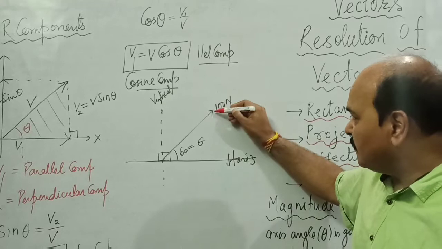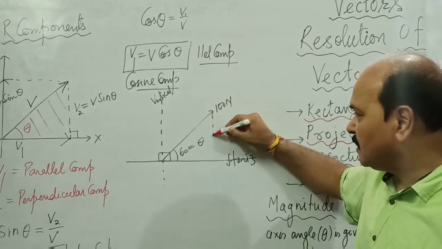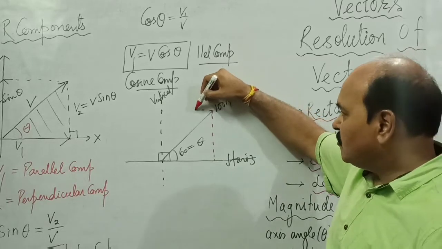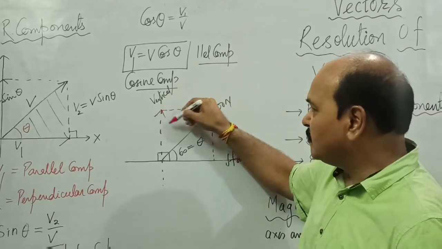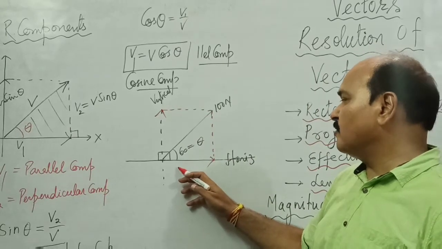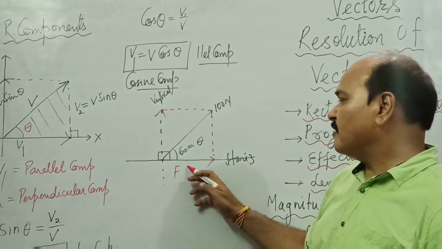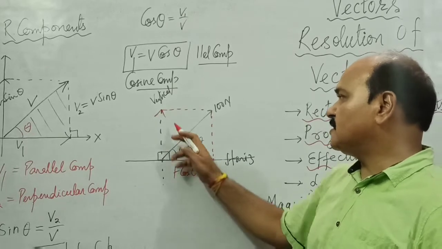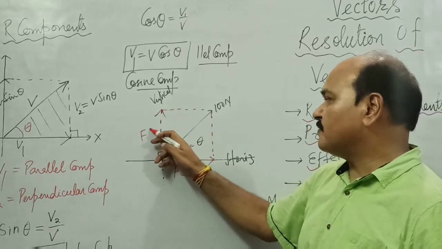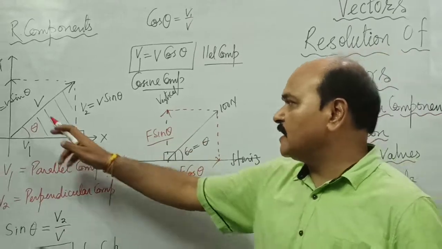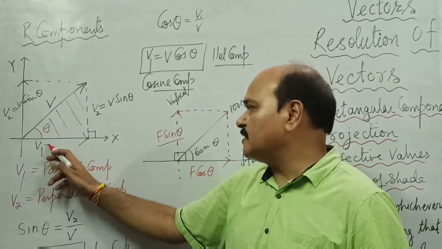The two components of the vectors are going to be, we drop normal here, we get shade number 1. We drop normal from here over this axis, we get shade number 2. So this shade of the vector is going to be what? F cos theta, and this shade is going to be what? F sin theta. We have already seen this. This is V sin theta, this is V cos theta.